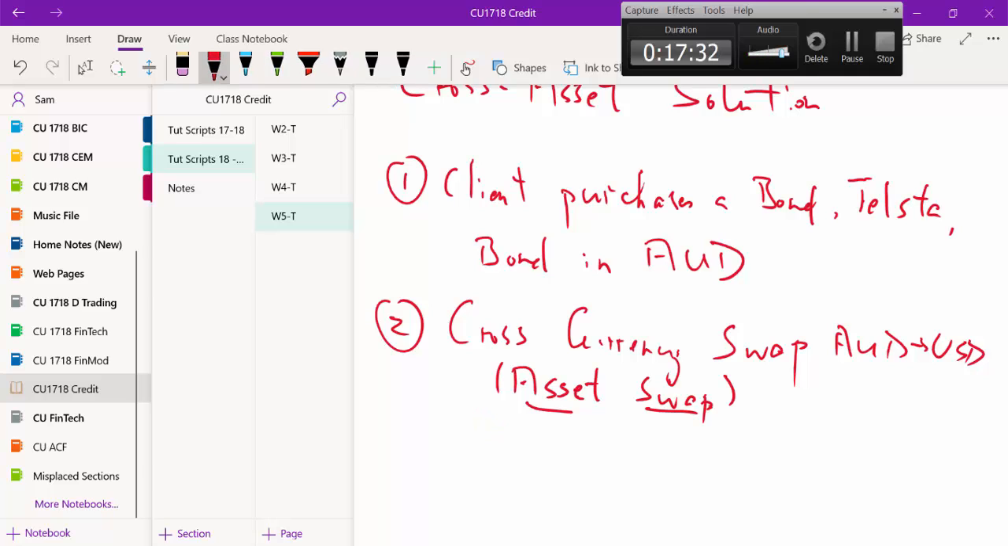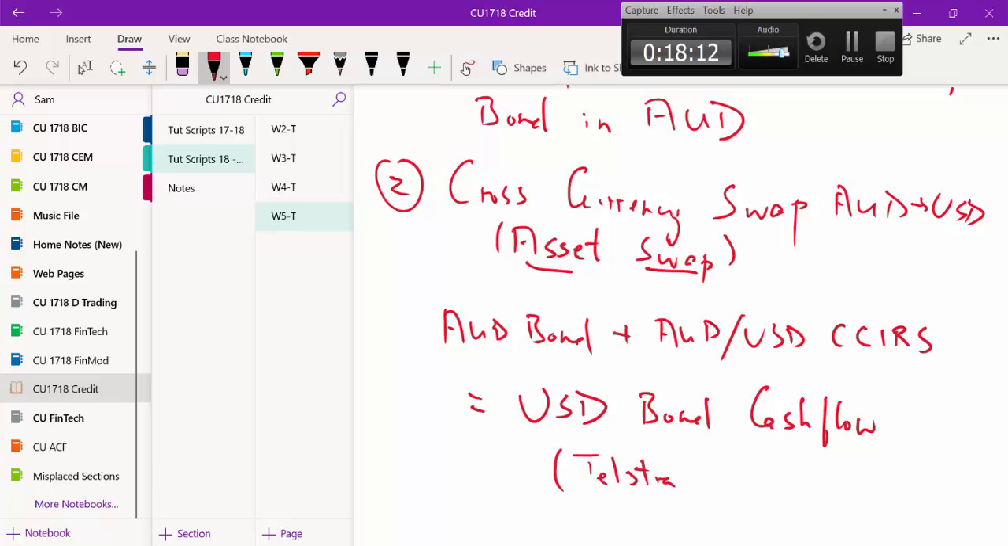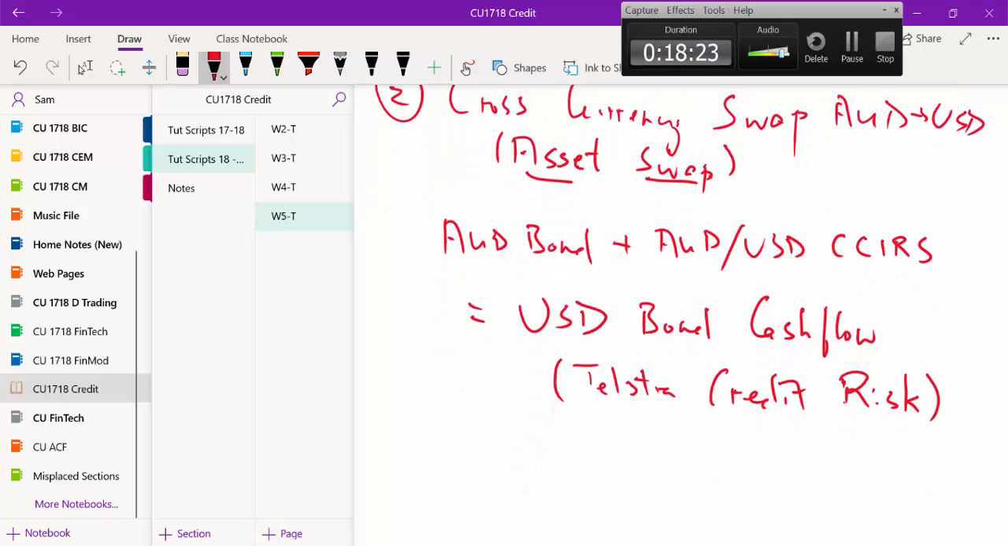So what you do is, you have an Australian dollar bond, and then you add to that an Aussie dollar, US dollar cross-currency interest rate swap, CCIRS. You add the two together, it would be as if you have a US dollar bond. Cash flows. Together with, and this is the important point, Telstra credit risk. Now, that is exactly what you want, which you can't get in the market because they issued an Aussie dollar bond. Now, let me show you how that works.